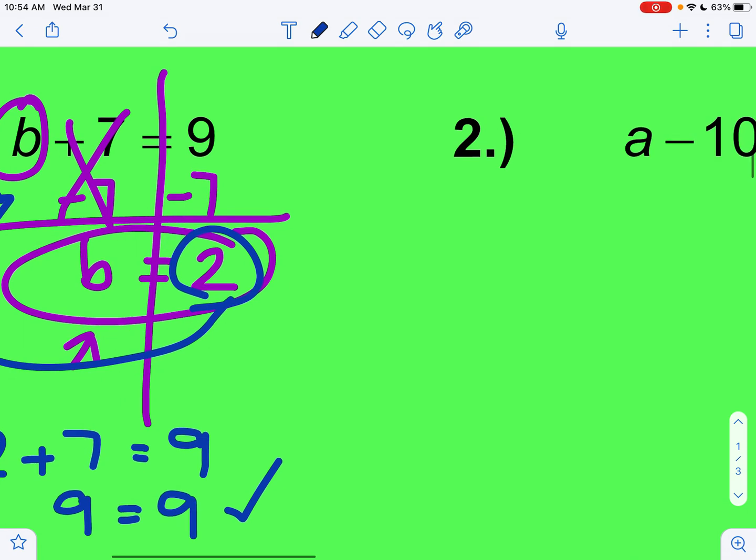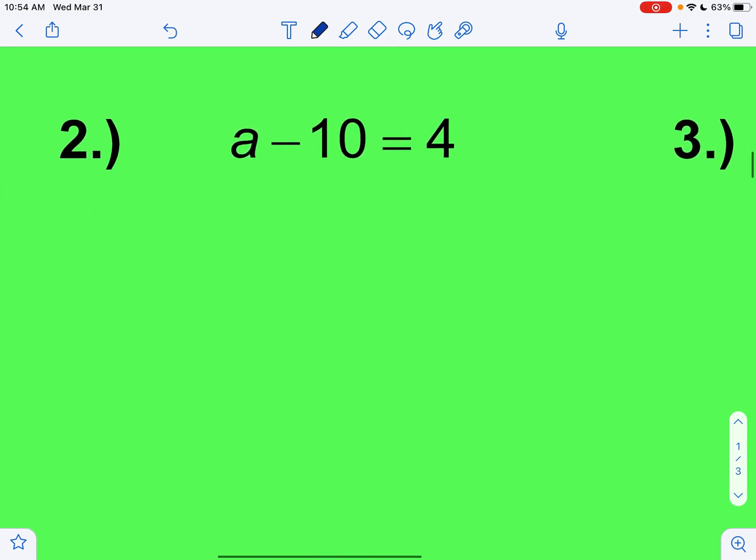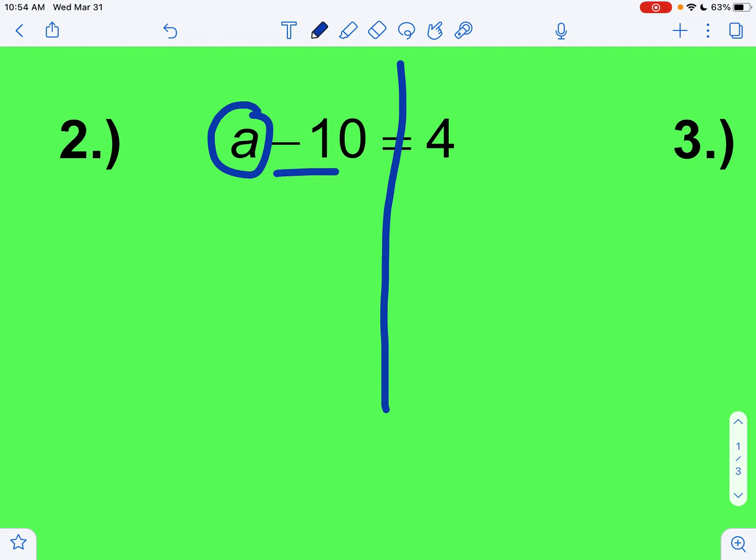Alright, let's move on to the next one. Number 2, we have a minus 10 equals 4. Before I do any solving, draw your line down the equal sign. Okay, we want a by itself. But what else do we have on the left-hand side? Right, we have this minus 10.